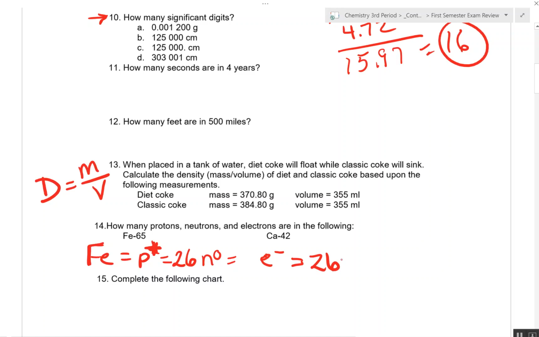And now how do we figure out neutrons? Yep, this number right here is your mass number. And so mass number is protons plus neutrons. So 65 minus 26 is, what is it? 39. So that's how you do that. All right. I'll let you do calcium on your own.